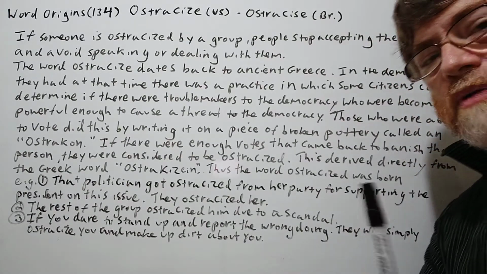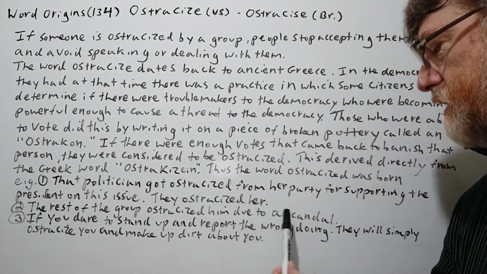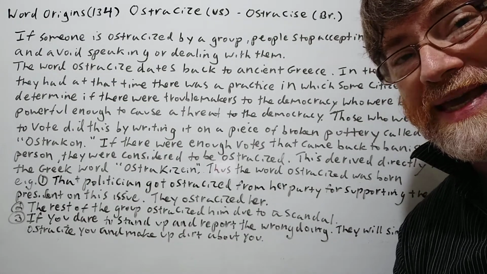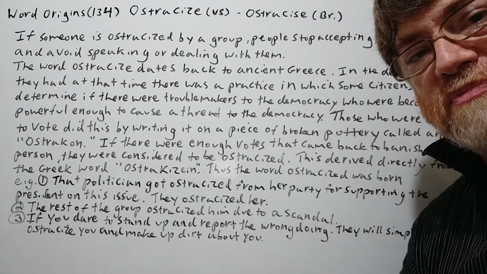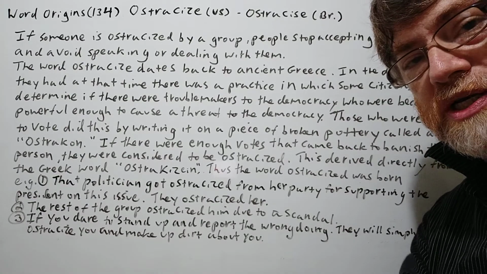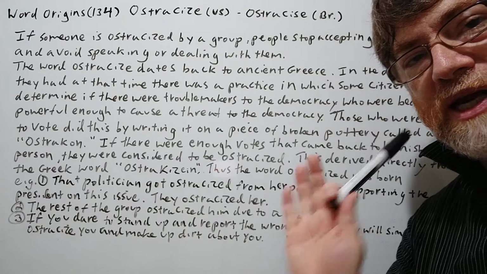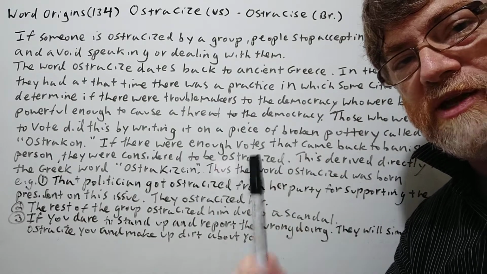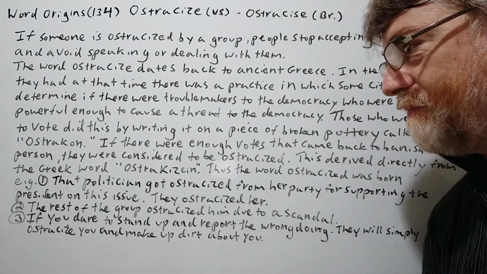All right, let's look at the second one here. The rest of the group ostracized him due to a scandal. Well, this could be in any group. Maybe somebody had some terrible scandal and now they pretend like, I don't know you anymore. You're damaged goods, or I don't want to be associated with you. Maybe your bad feeling, your bad image may rub off on us. So that's it. So long.